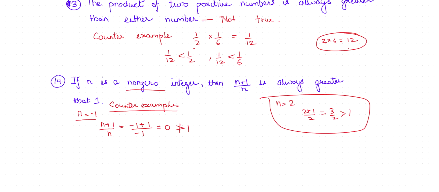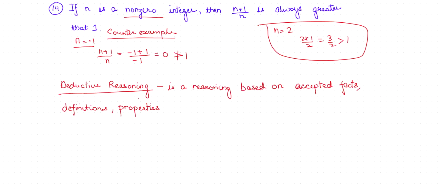Let's do more problems. Deductive reasoning is reasoning based on accepted facts, definitions, and properties. In inductive reasoning we use specific examples and patterns to form a conjecture, but deductive reasoning is based on facts, which means it can be proved. It is based on the facts and definitions.